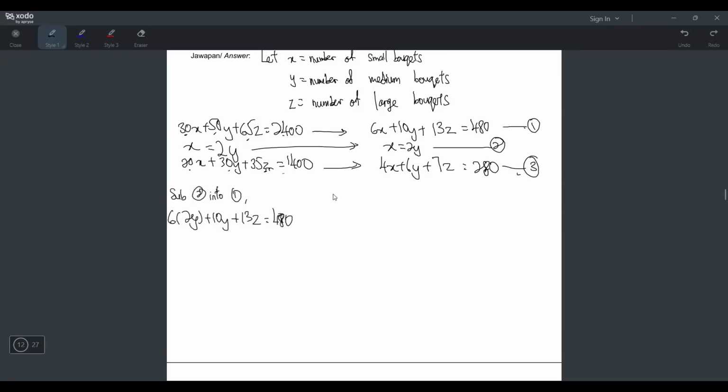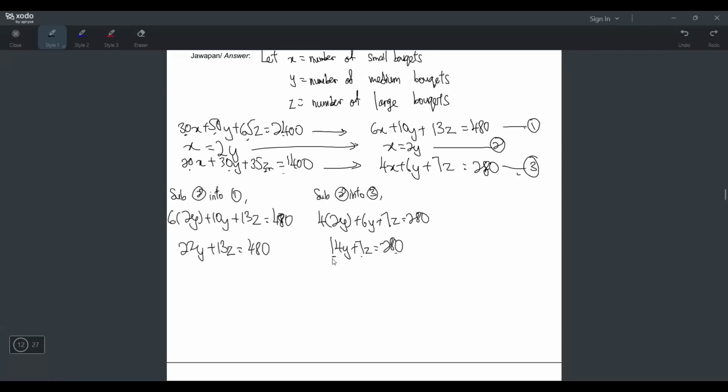Okay, and then the other one, I will sub 2 into 3, right? And the moment I sub, it becomes 4x plus 6y plus 7z equals 280. And then the x we have to replace with 2y. And now you just simplify this. 6 times 2y, 12y plus 10y, 22y plus 13z equals 480. All right, what about the other one? 4 times 2y is 8y plus 6y is 14y plus 7z equals 280.